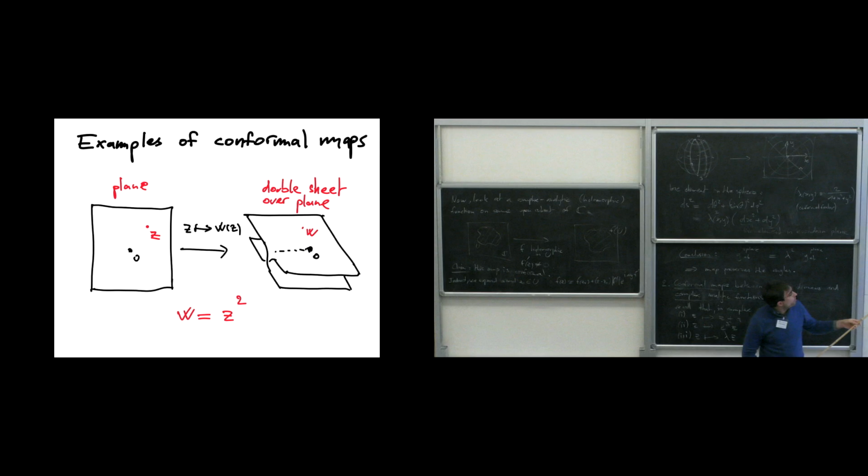Okay, another example that shows up quite often in applications is just this map, z maps to z squared. So this would map the plane to a double sheeted plane, to two covers of the plane, with a branch cut along the negative axis, for instance.